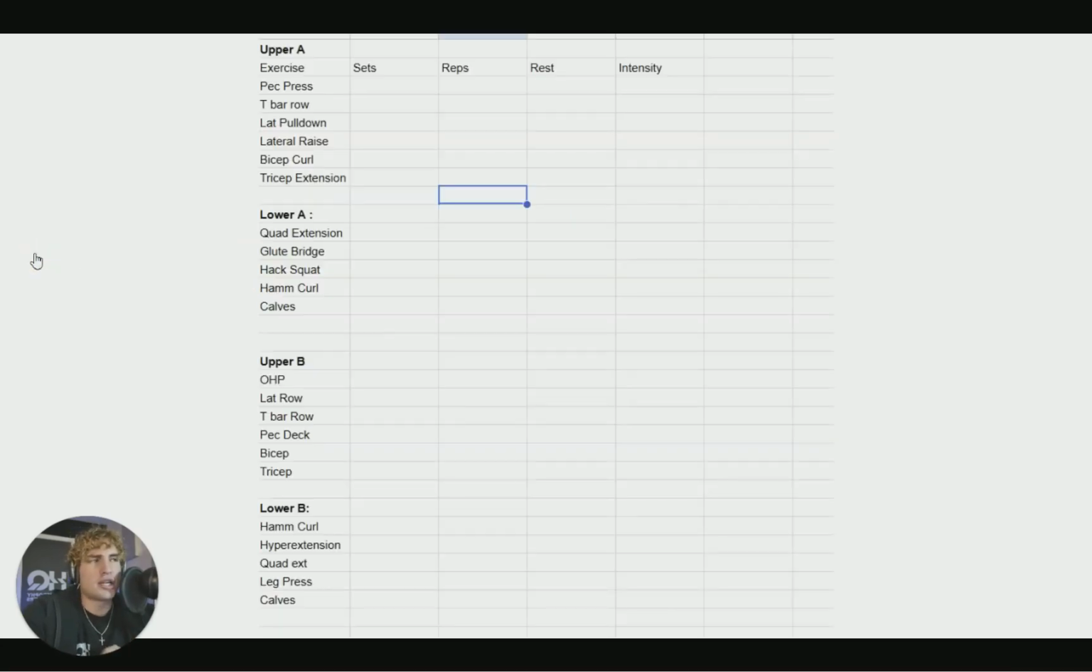Okay, so to be quite frank, I designed these extremely quick. I was literally typing in a Google sheet and it got very lazy because I'm tired. But let's go over it.